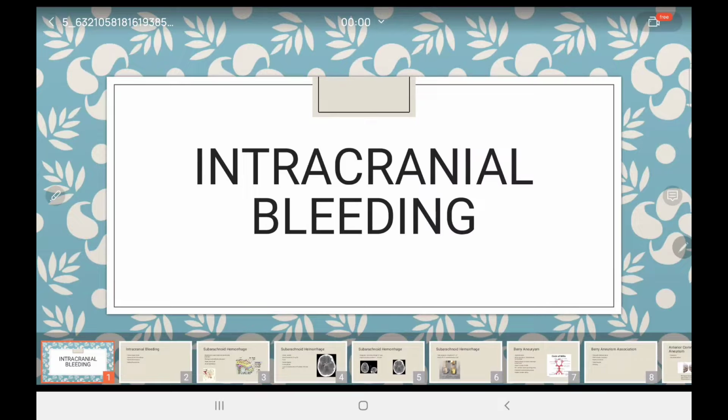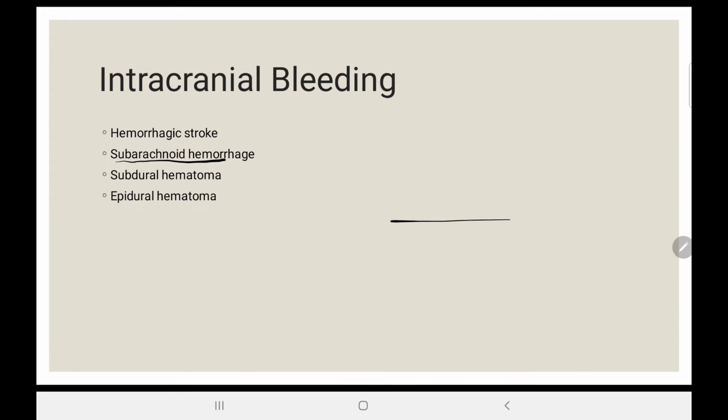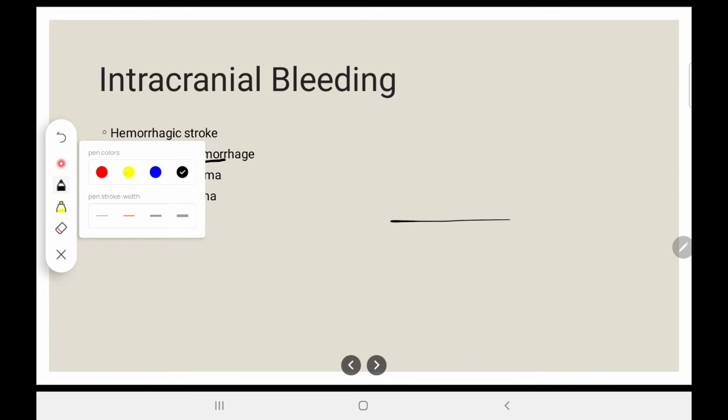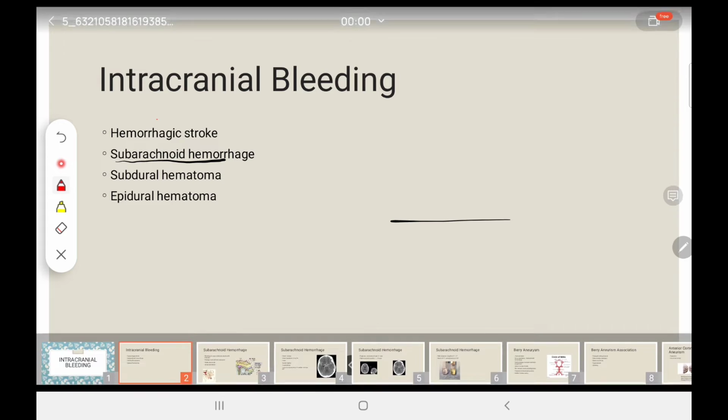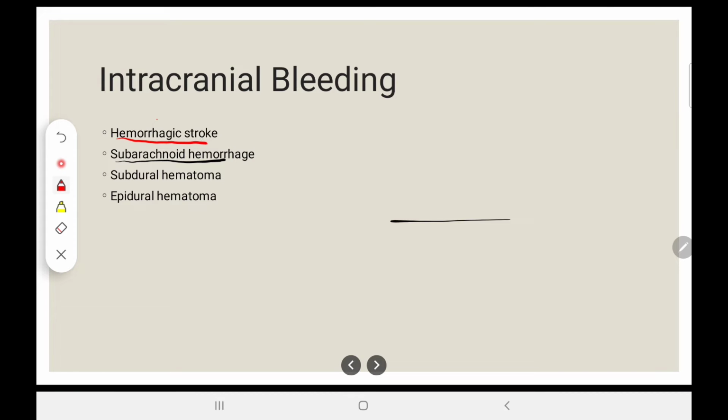Here we would like to learn about intracranial bleeding. Well, there are 4 types of intracranial bleeding. First is hemorrhagic stroke, and then subarachnoid hemorrhage, subdural hematoma, and epidural hematoma.